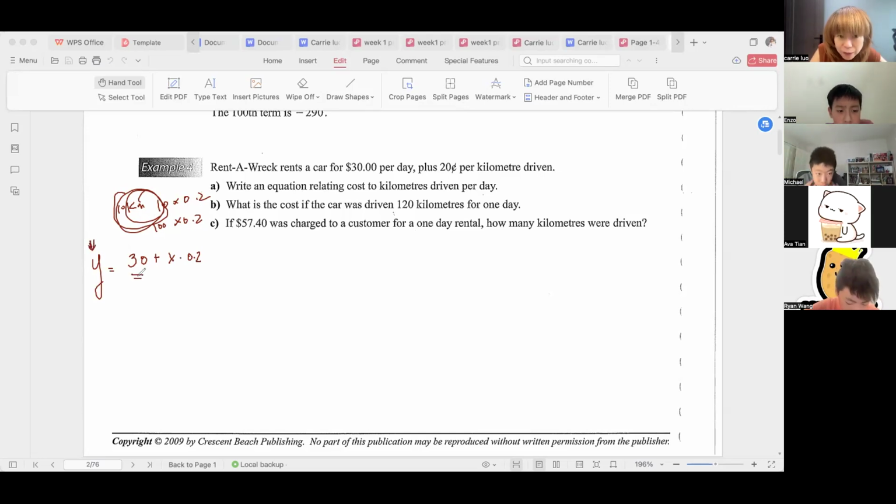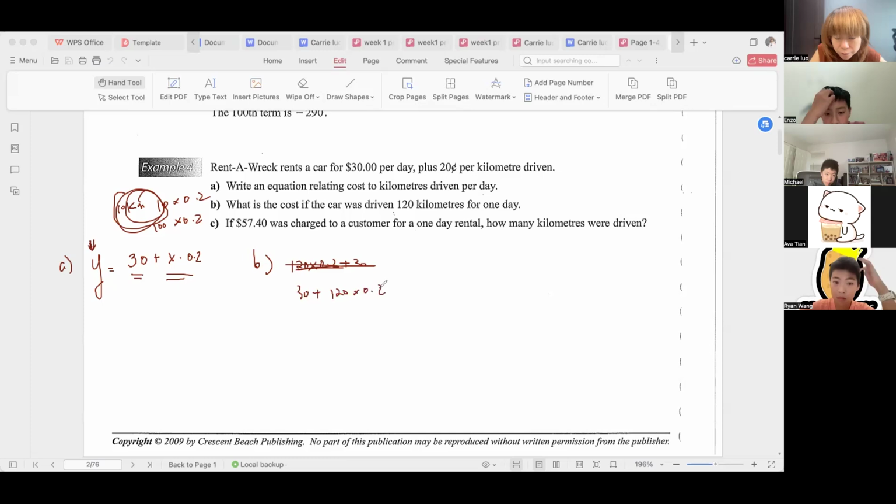Y represents how much money you pay. 30, even if you rent the car and never drive it at all, you still pay $30. Okay, so 0.2 times x equals how many kilometers you drive, that is how much money you pay. So these two added together equal how much money you pay. Understand, everybody? So what is the cost if the car was driven 120 kilometers for one day? Very easy. 120 times 0.2 plus $30, right? Oh, sorry, I do $30 plus 120 times 0.2.